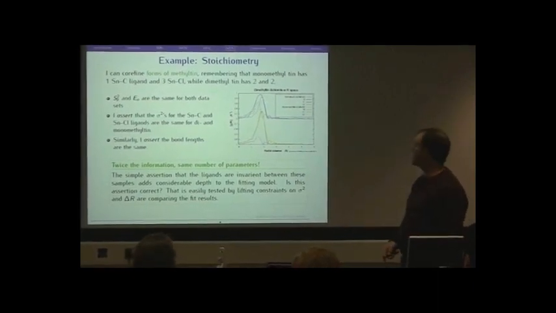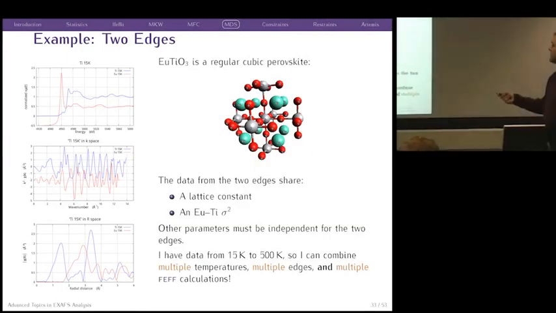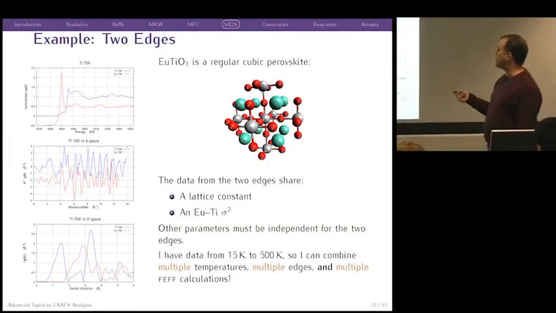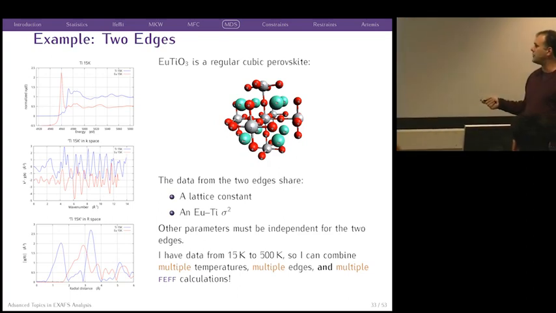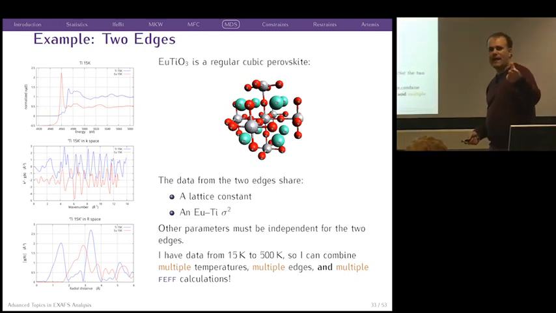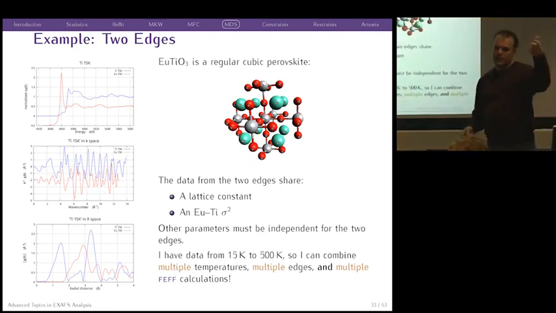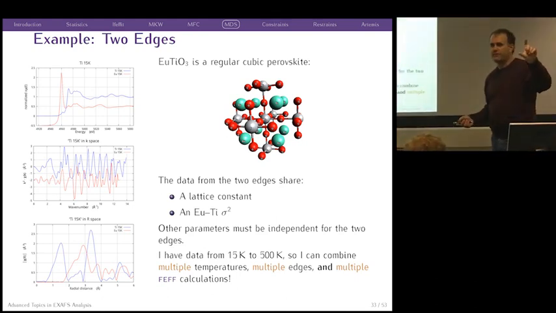Another example I won't go through would be something like europium titanate, where you can go and measure the titanium K edge and the europium L edge and consider analyzing them both at the same time. There are a couple of things that they share in common. All the delta R's are determined by a single parameter, the lattice constant, and in each case you'll have a scattering path that is europium titanium, or titanium europium, and the sigma squared measured from either side should be the same. So there are some common parameters between the data.